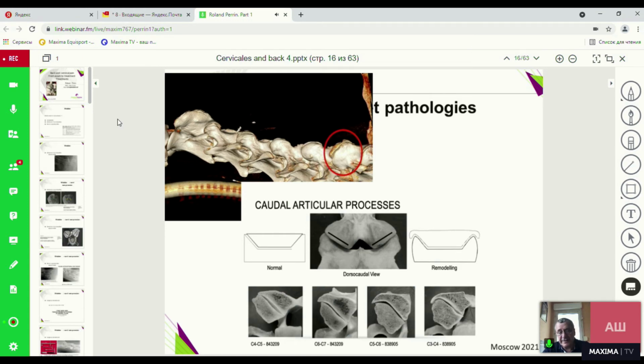And you see the same, that you have a modification of the shape, it begins to be round.